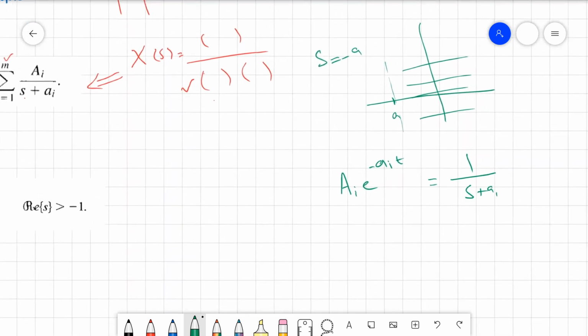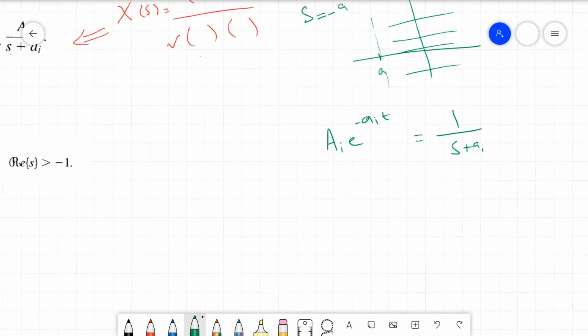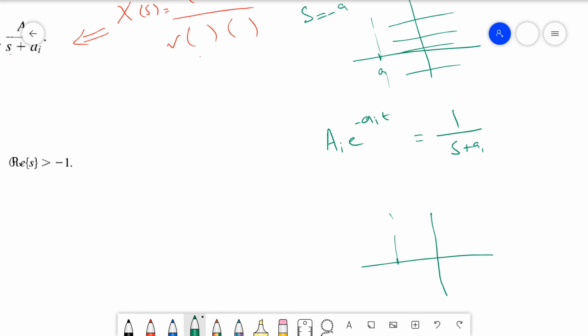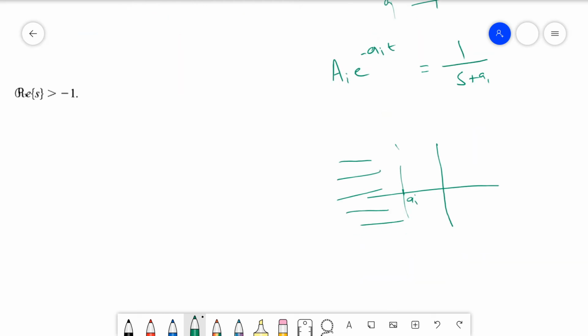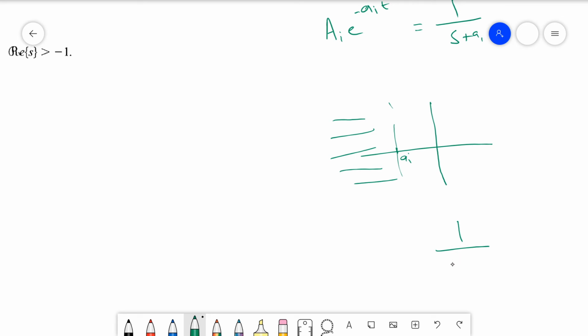Similarly, if some pole has the region of convergence on the left side, then what do we know about this pole? That this pole corresponds to a term which is a left-sided signal. So the inverse Laplace transform of this can be found as we found in example 9.2. This will be A i into e raised to the power minus a i t multiplied with u of minus t. You can multiply u of t here as well.